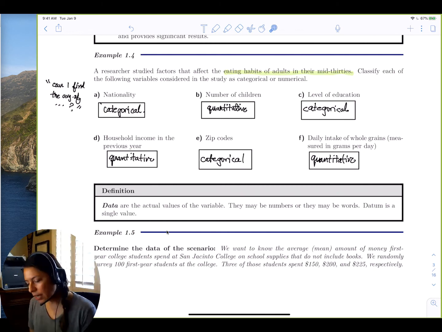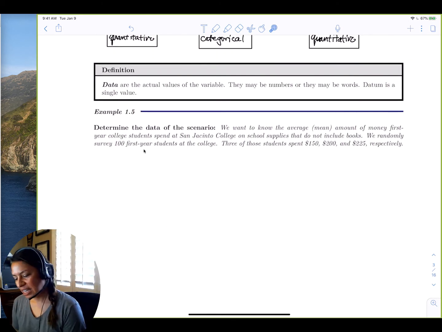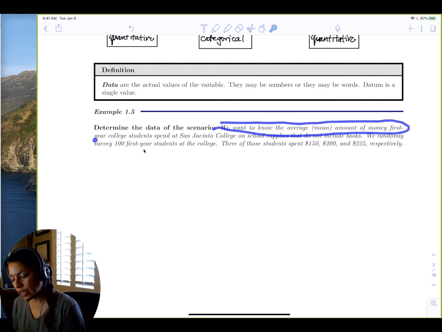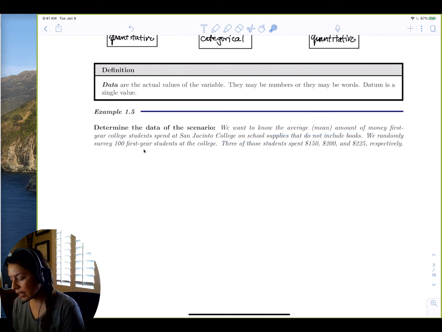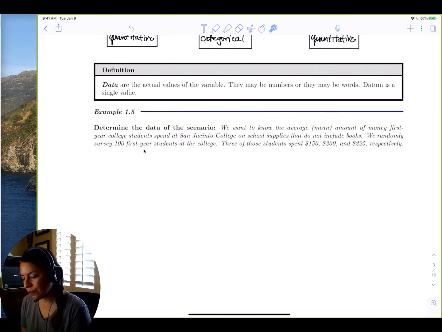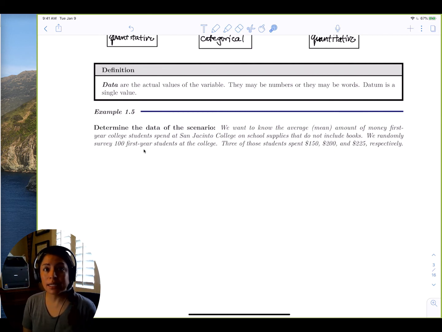Okay, so let's go ahead and determine the scenario here. We want to know the average mean amount of money first year college students spend at San Jacinto College on school supplies that do not include books. We randomly survey 100 first year students at the college. 3 of those students spent $150, $200, and $225 respectively. All right, so let's go ahead and assess this whole situation. Let's look at the population, a subset of a sample, some data, and some variables.